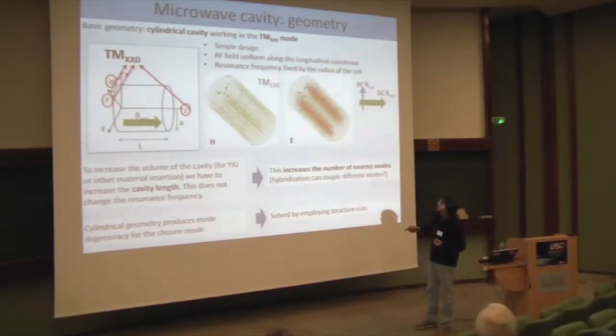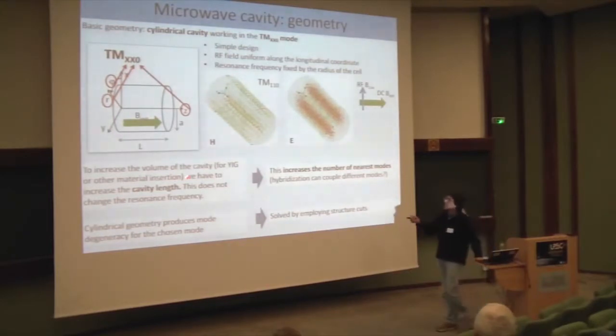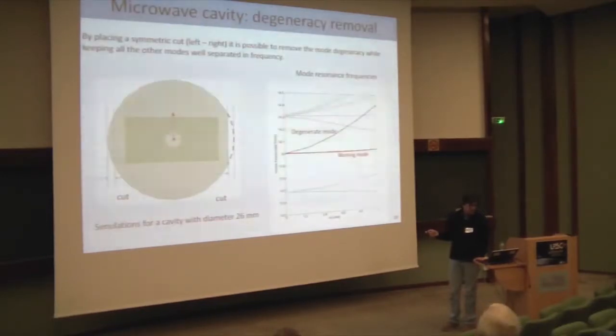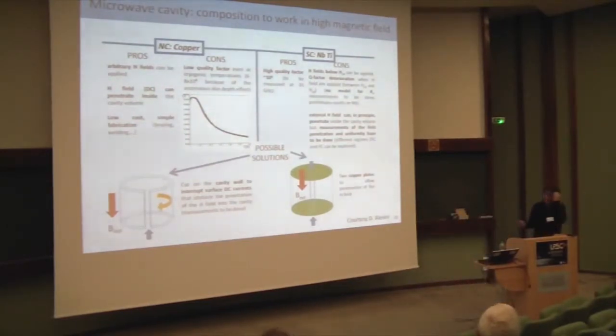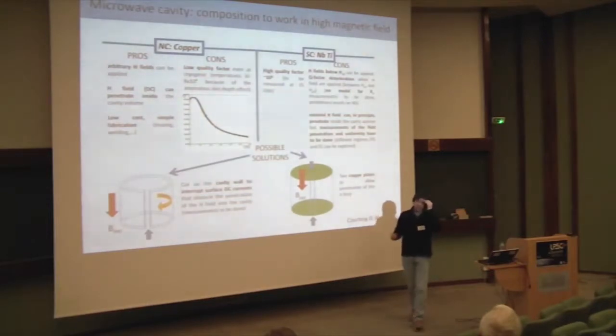So it's a very convenient geometry. We choose this because in this way we can really increase the volume of the cavity for the insertion of YIG material. This I will skip. There is one important thing for the cavity: it has to be operated with a high Q factor, but it has to be operated in an external magnetic field.